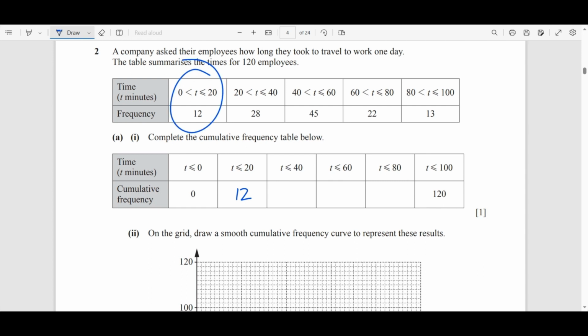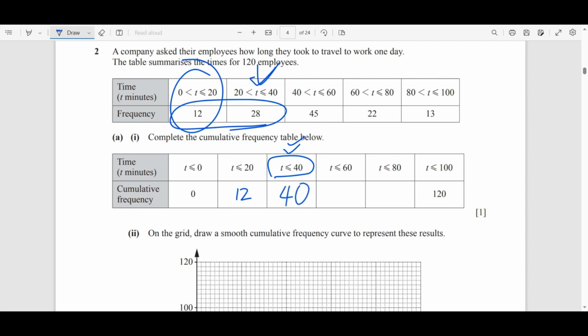Now the second category talks about all the people who took less than 40 minutes. There are 28 people who took from 20 to 40 minutes, and the heading of this table tells you to count the number of people who take less than 40 minutes. So in less than 40 minutes, these two categories will be added, 12 plus 28. This is how you create a cumulative frequency table.